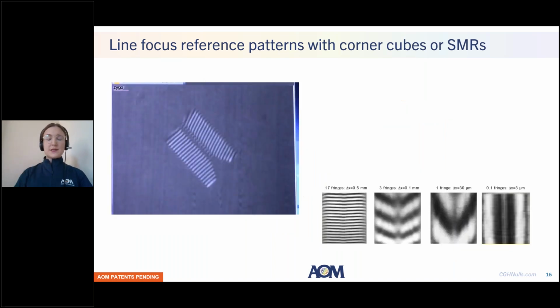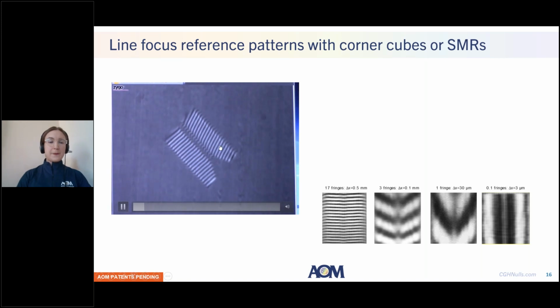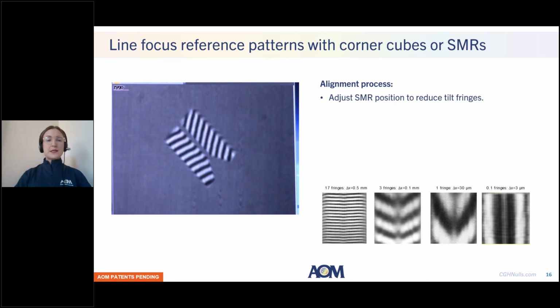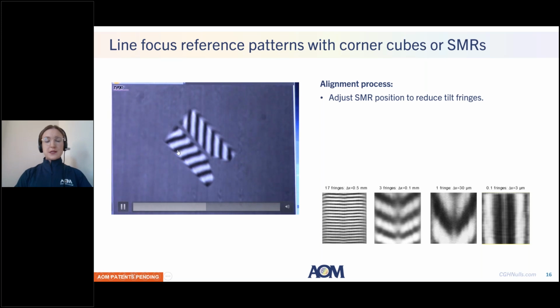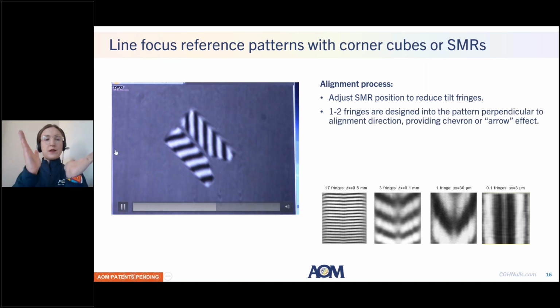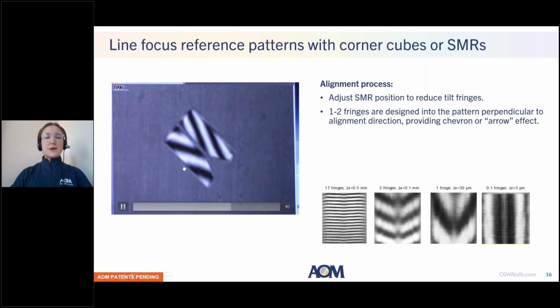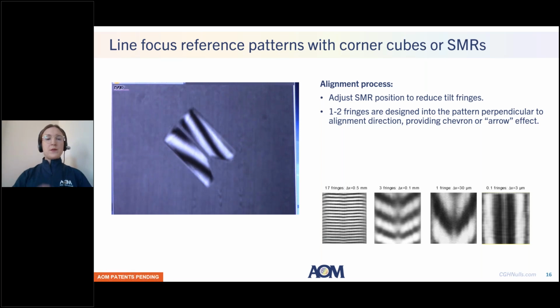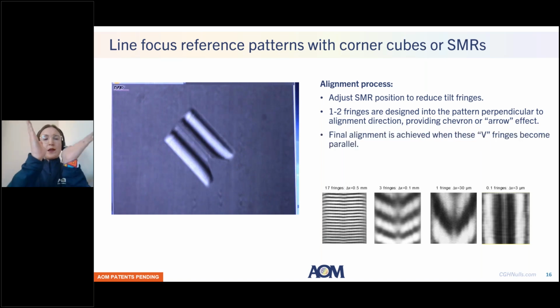It helps a lot to actually see what this looks like as an interferogram. The movie here on the left is showing the process of aligning one of these sphere-mounted retroreflectors using a line focus reference pattern. The process is really just adjusting that SMR position to minimize the tilt fringes, as you see here. And you'll notice that as we're aligning it, you're starting to see a little bit of a chevron effect in those tilt fringes. That's because we've actually designed one to two tilt fringes in the opposite direction to increase the precision of this alignment process. As we go from coarse to fine alignment, you'll see that the fringes tilt and then they kind of become parallel to each other.